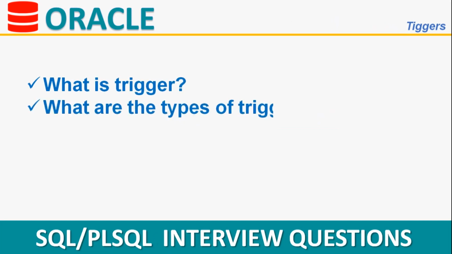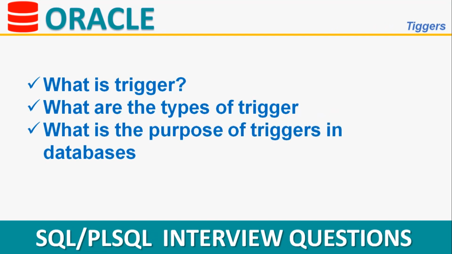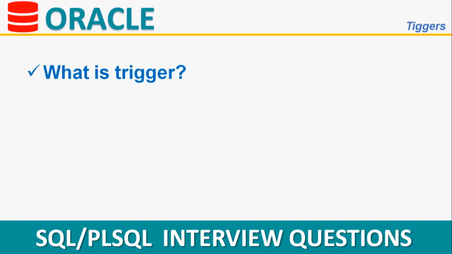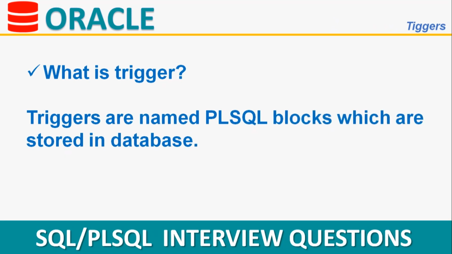What is a trigger? What are the types of triggers we have? What is the purpose of the trigger in the database? We are going to cover all these things. Triggers are named PL SQL blocks, which are stored in the database. How normal programs can be stored, in the same way these objects will be stored in the database.